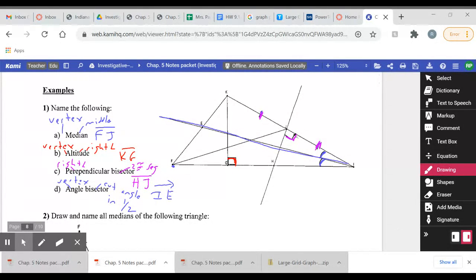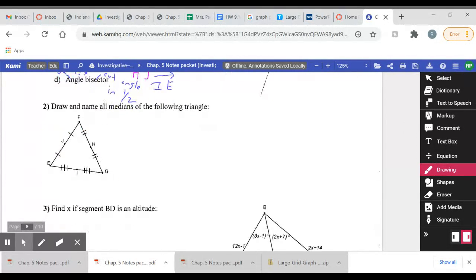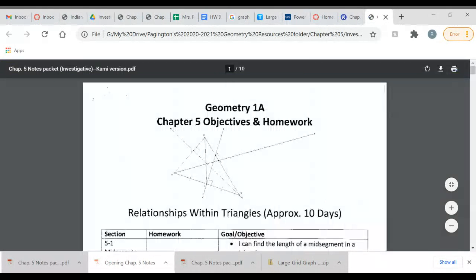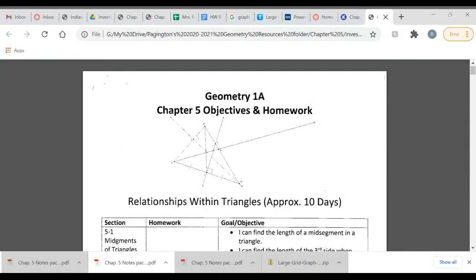Okay. So again, those are what the mini quiz will look like. It'll just be more of a multiple choice type question, but it's identifying those. Number 2 is just drawing and naming all the medians. So from this vertex, I lost my spot.